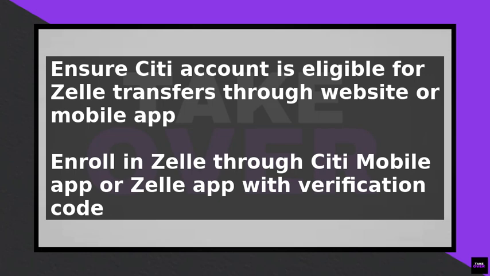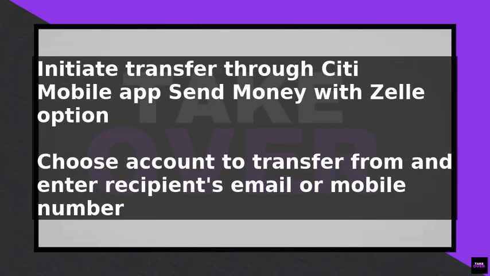Next, enroll in Zelle through the Citi mobile app or the Zelle app itself if you have not already done so. You will need to provide your mobile number or email address to receive a verification code. Once verified, you can add your Citi account as a funding source within Zelle.